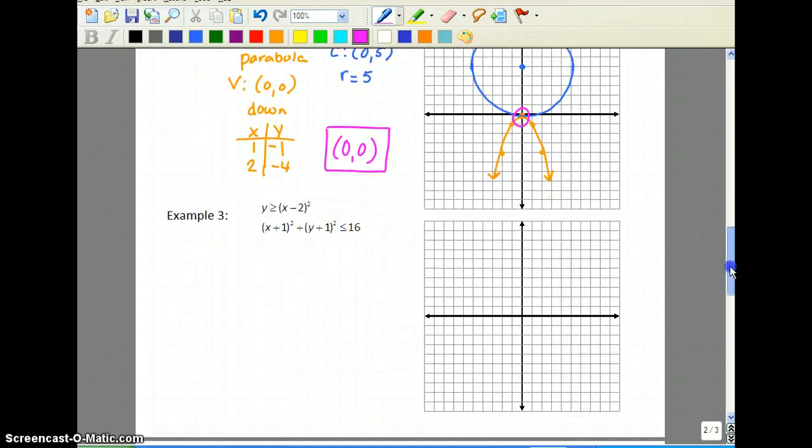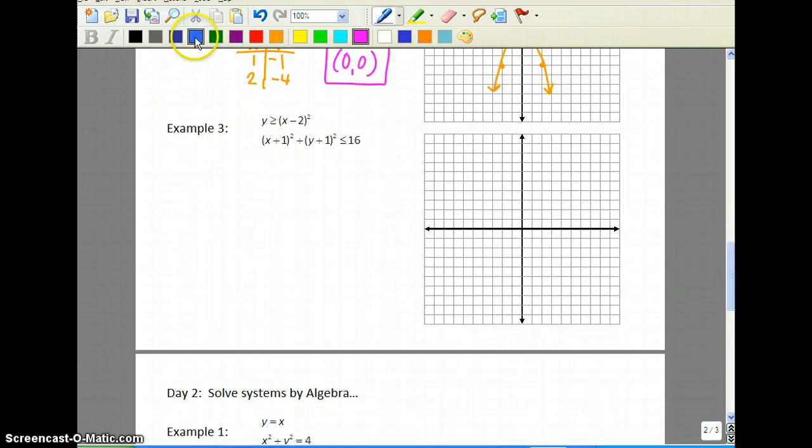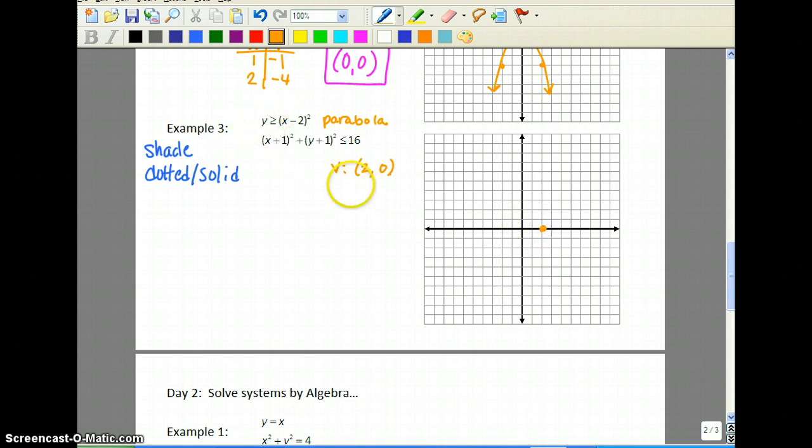Alright, then they switch it over and they make them inequalities. So what we need to remember with inequalities is we need to shade and we need to do dotted or solid lines. So number 1, we have a parabola. The vertex is 2, 0. So 2, 0. It's y equals, so we know it's going up. So make a little chart. That's always going to be your fastest way to do this. So since that's 2, I'm going to plug in 1 and 0.